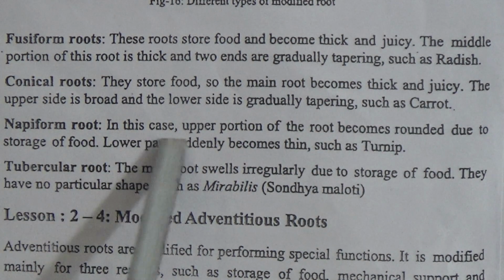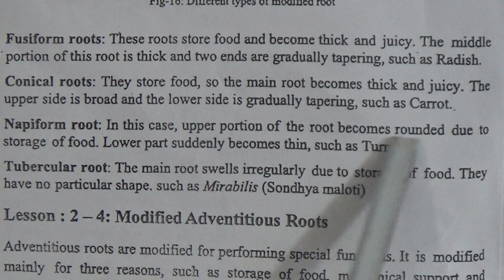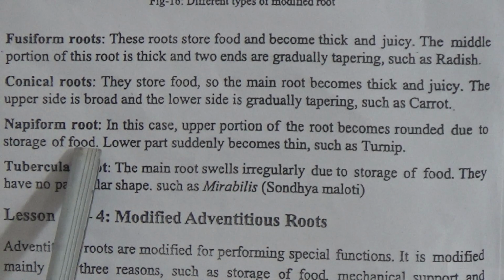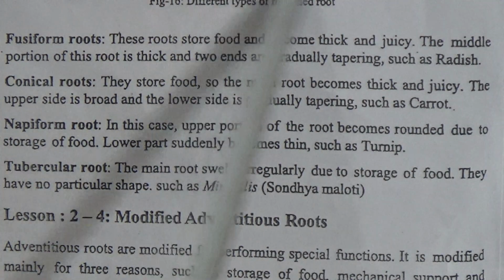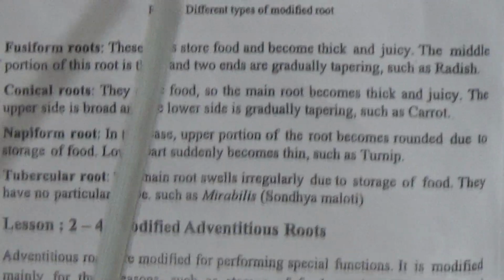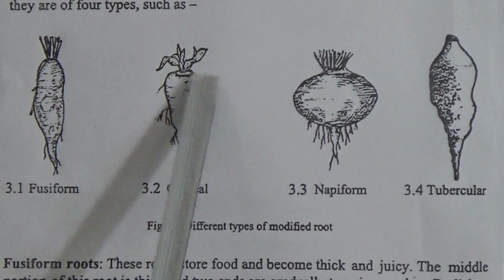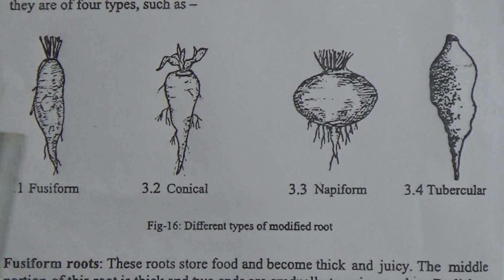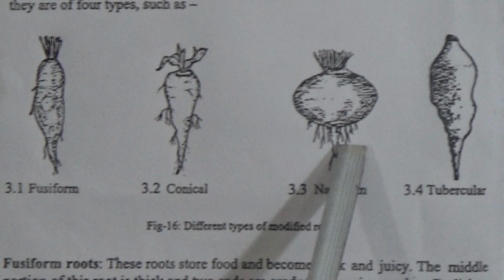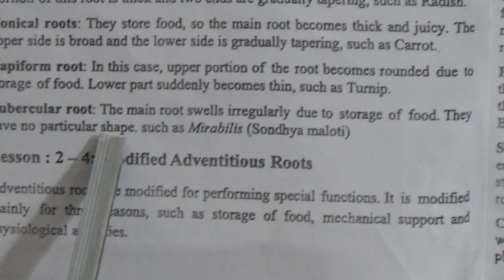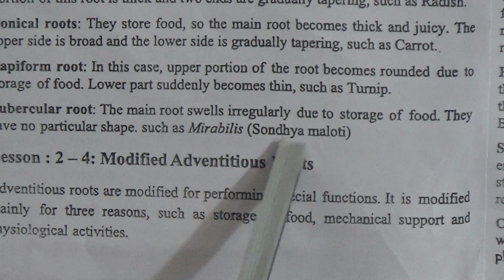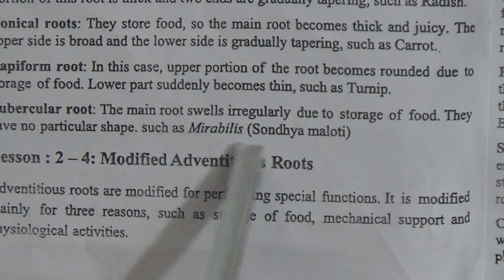Napiform root. In this case, upper portion of the root becomes rounded due to storage of food. Lower part suddenly becomes thin, such as turnip. This is napiform, and this is fusiform shape, and this is conical, and this is carrot. This is radish and this is turnip. Tubercular roots. The main root swells irregularly due to storage of food. They have no particular shape, such as mirabilis, and this is the scientific name of Shondha Malati.